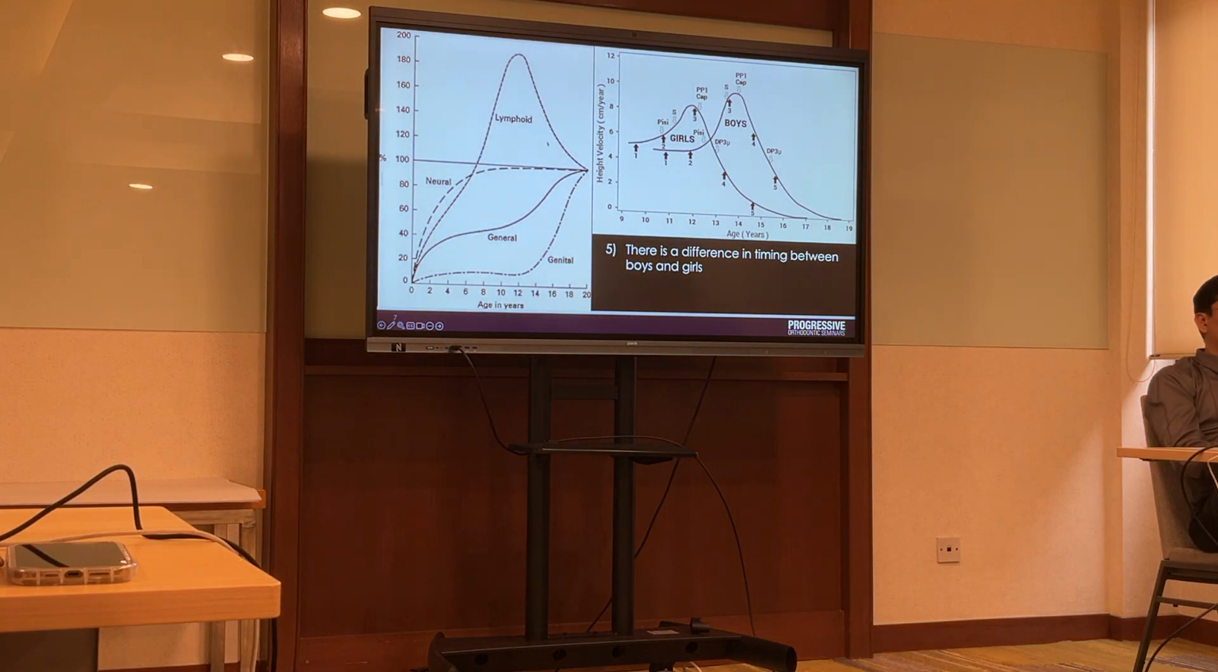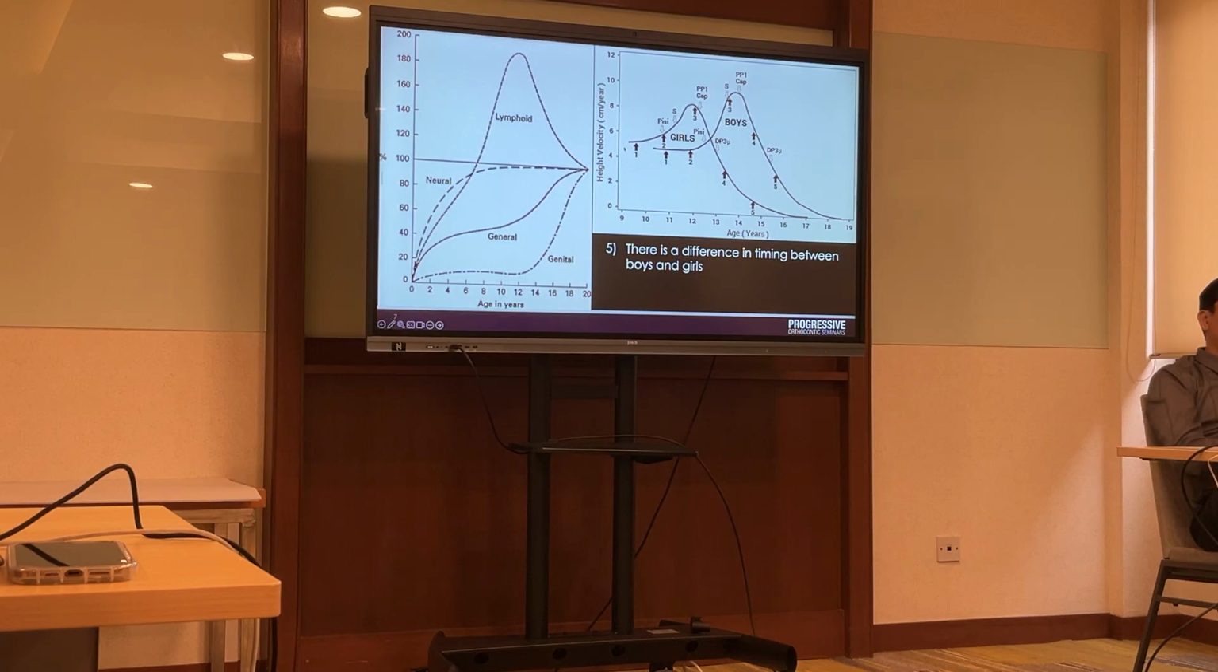This is how the growth curve is. The neural and lymphoid have different growth curves. So we are interested in this graph. This graph is very, very important. It shows you from the time a girl is born until the growth spurt, and then it comes down. Boy is born, growth spurt, and it comes down.